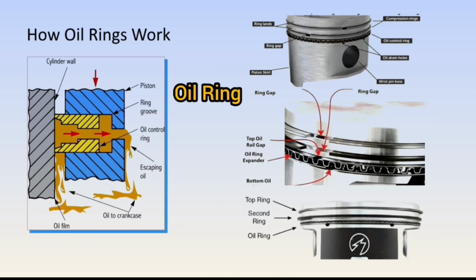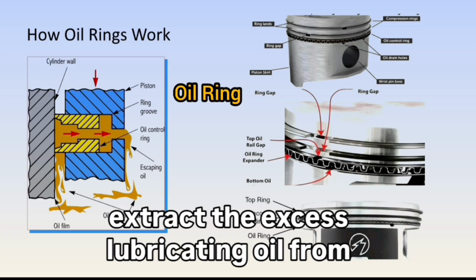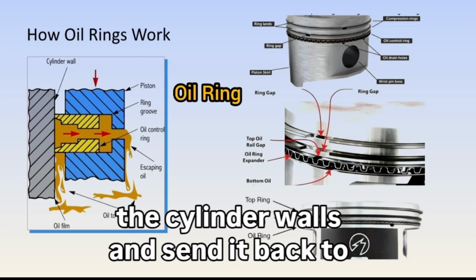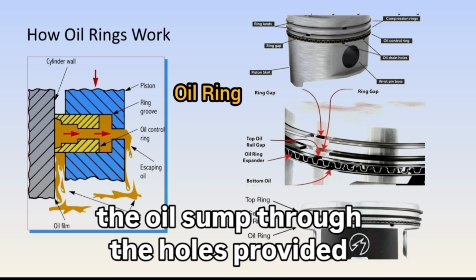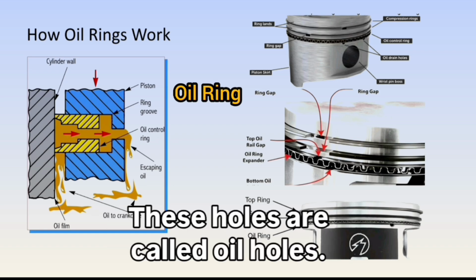Oil ring. The function of the oil ring is to extract the excess lubricating oil from the cylinder walls and send it back to the oil sump through the holes provided on the piston. These holes are called oil holes.